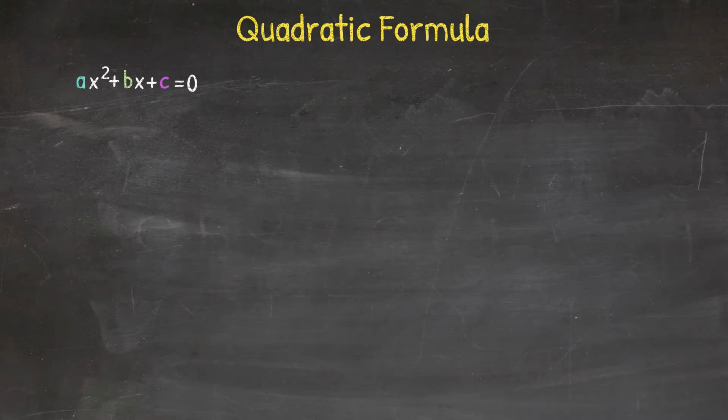It states that x equals the second coefficient, the one applied to x, in the negative form, minus b, plus minus the square root of the same second coefficient squared, minus 4 times the first coefficient applied to x squared, in this case a, times c, the constant number, all over 2 times a, the first coefficient.